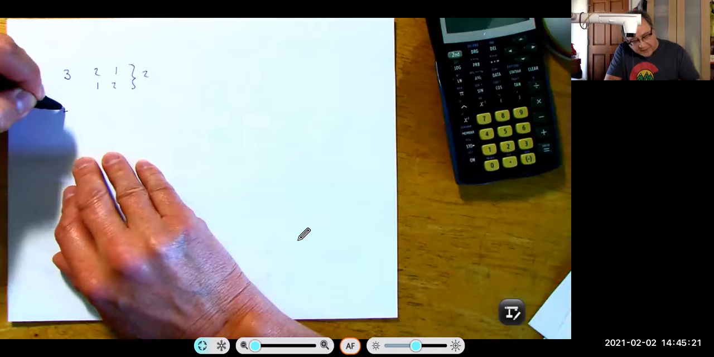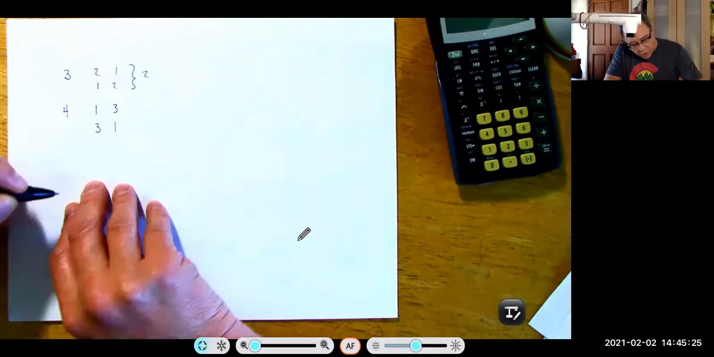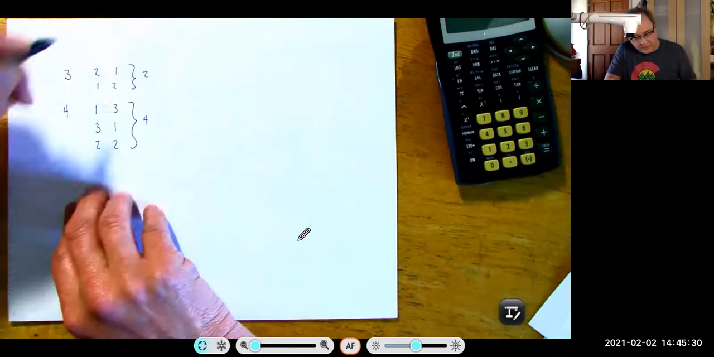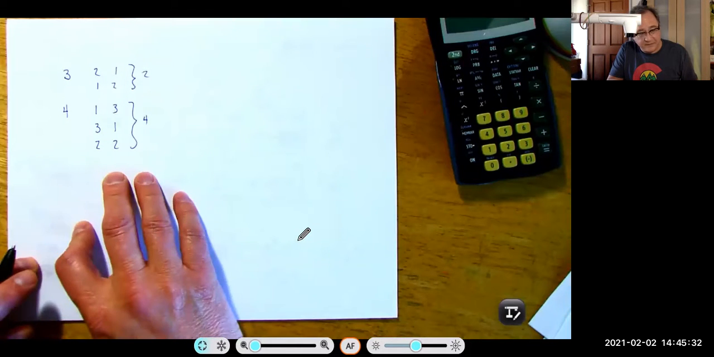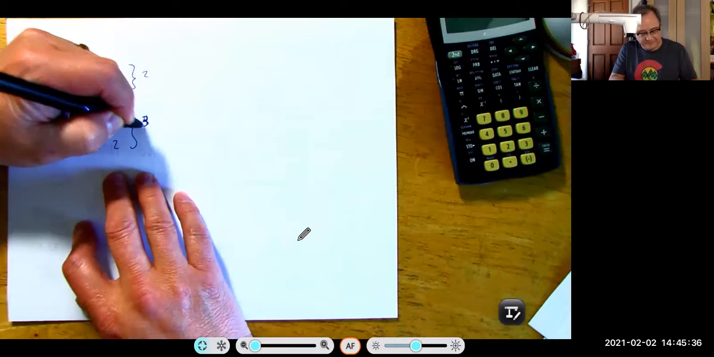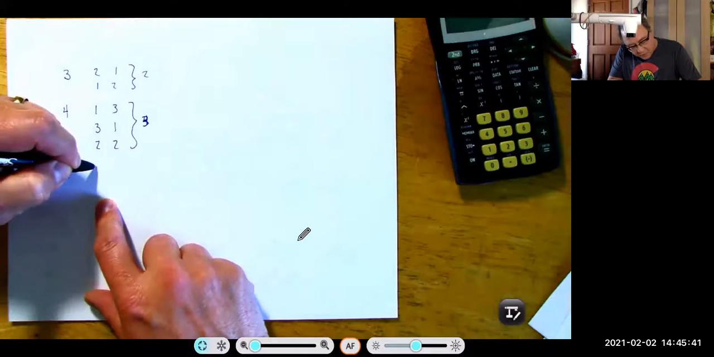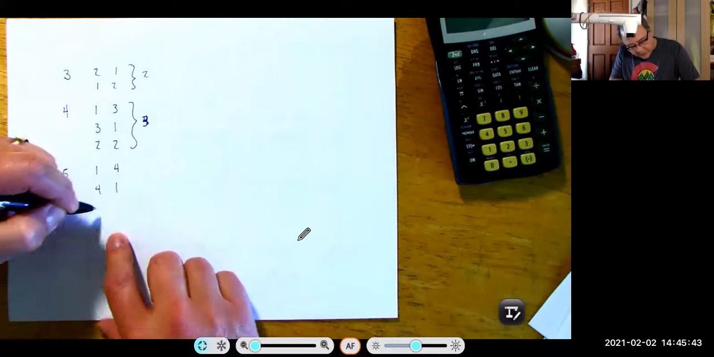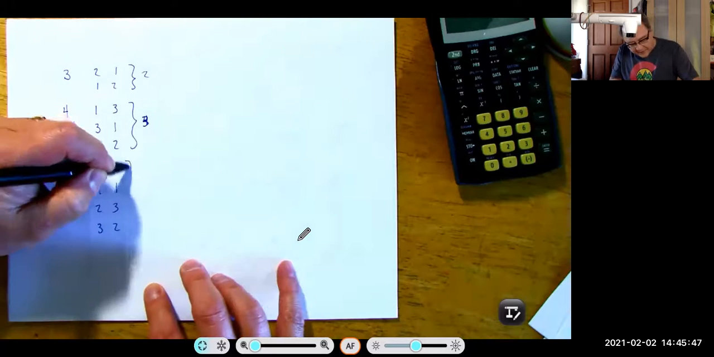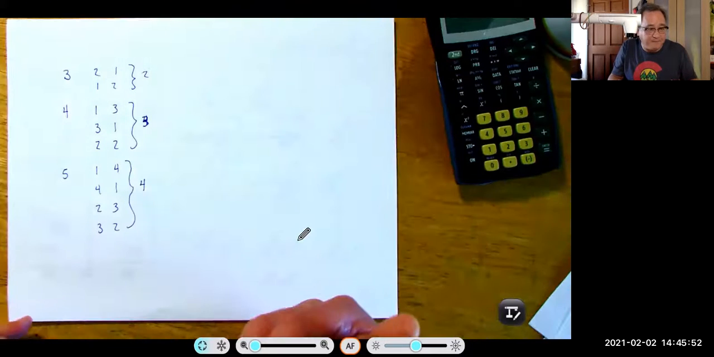How many ways are there of getting a 4? Well, you could get a 1 and a 3, or a 3 and a 1, or a 2 and a 2. So there are 3 ways of rolling a 4. Oh, I'm sorry, 3 ways. I can't count. How many ways are there of getting a 5? A 1 and a 4, a 4 and a 1, a 2 and a 3, and a 3 and a 2, so there's 4 ways of getting a 5. And you can keep progressing this way, right?